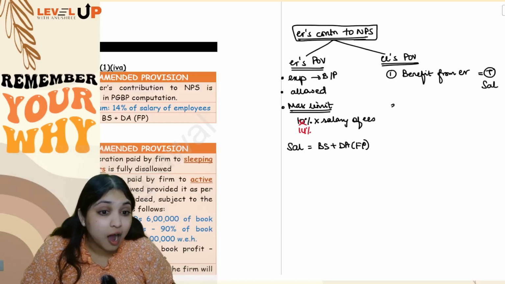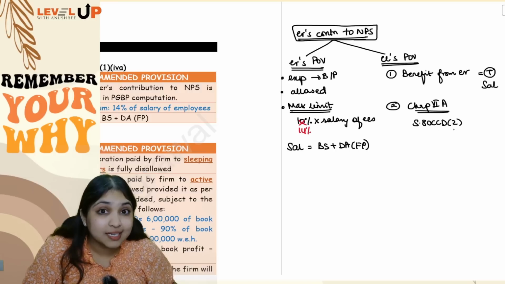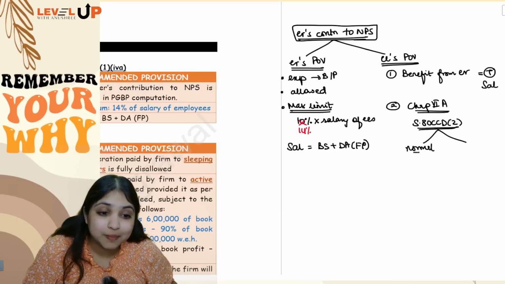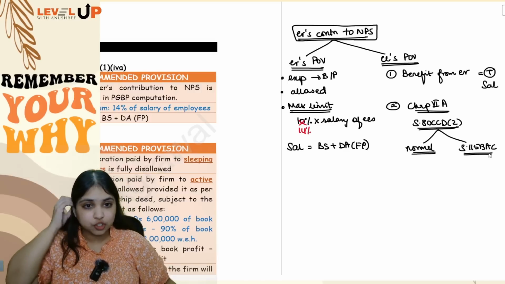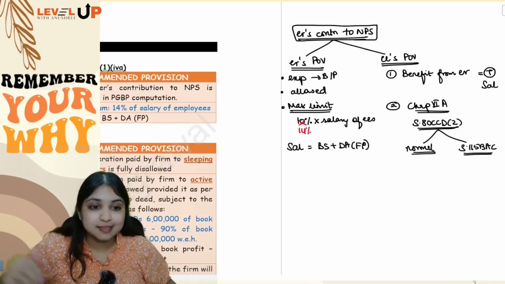Okay. Then after this, I will get chapter 6A deduction, guys. This point was there even earlier. In chapter 6A, you will get section 80 CCD subsection 2. Now 80 CCD subsection 2 is something which you get both under the normal regime also, under 115 BAC also. In both the regimes, 80 CCD subsection 2 you get. Now how much deduction do you get? What was the existing provision?